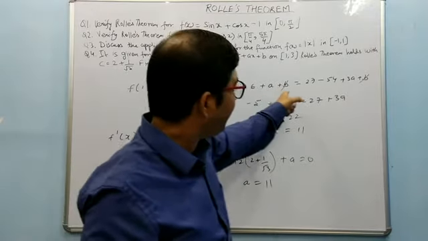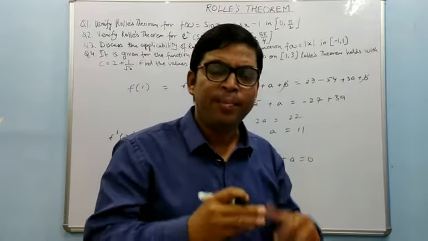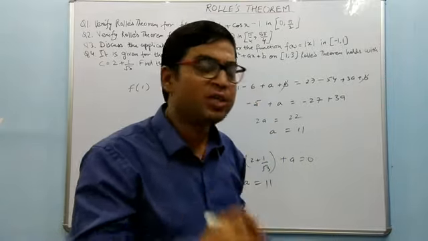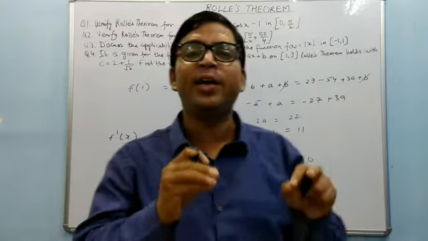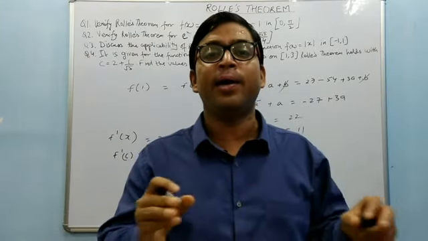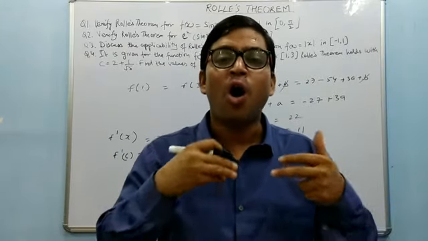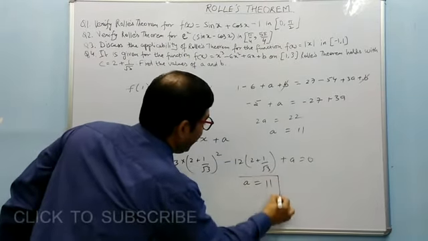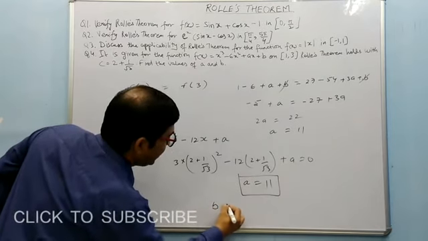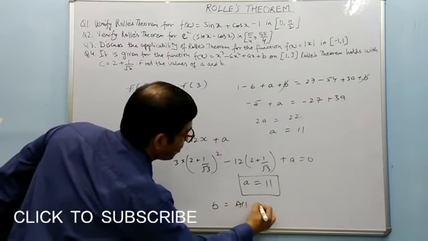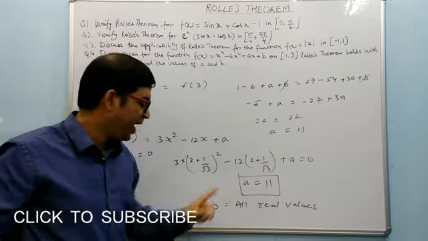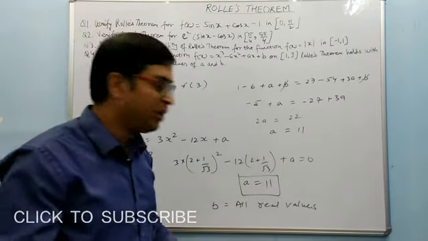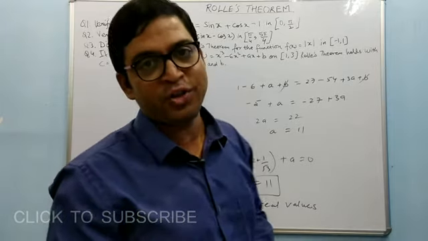What we are getting is that b is getting cancelled out. b is not involved in the process of differentiation, and so we can say that it is verified for all values of b. So we can write that a is 11 and b is all real values. So we got the value of a and we got the value of b. We just applied Rolle's theorem and got the values. Hope you are understanding Rolle's theorem very well.